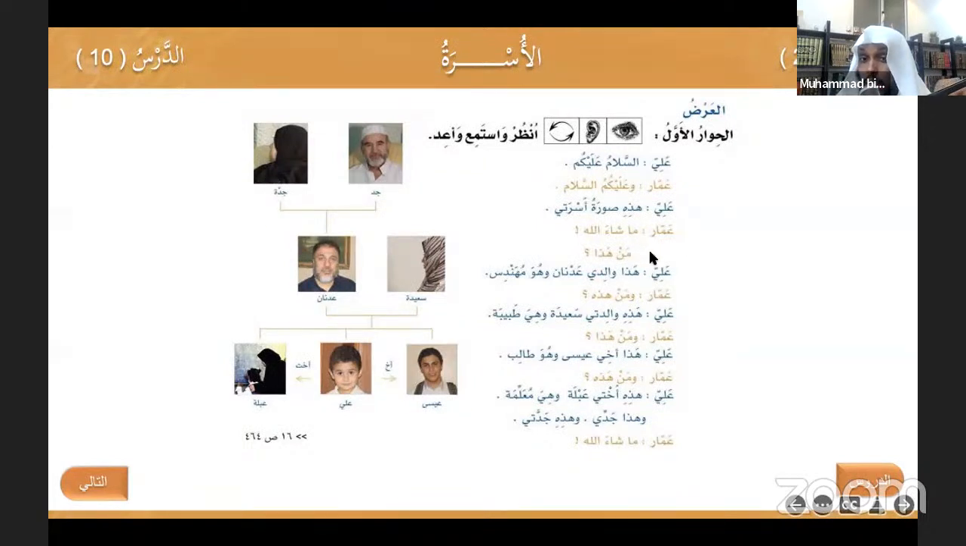So Ali is saying, هذه صورة أسرتي, this is a picture of my family. He says, MashaAllah, من هذا? And he's asking about every single one. So من هذا, that's something new we're learning now. من, who is this? Okay? That's when it comes to the masculine. When he's asking about a female, he says, من هذه? And all of you know the difference by now between هذا and هذه.